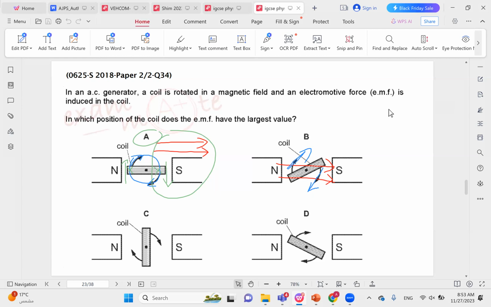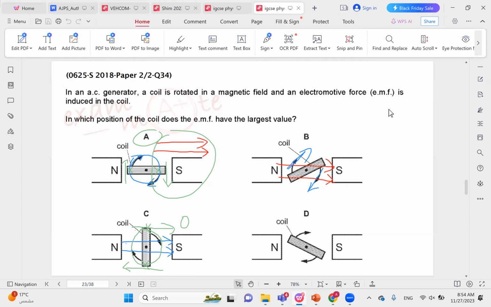In C, the coil itself is perpendicular to the magnetic field. So the magnetic field is horizontal, and the coil itself seems perpendicular. And some people might choose C, but this is a mistake because when the coil is perpendicular, the tangent, remember, it's moving in a circle, right? So at this point here and at this point, the tangent to the circle is horizontal. So the direction of motion is parallel to the magnetic field. So actually in C, induced EMF is 0. This is where there is no generated electricity. At this particular point, there is no generated electricity whatsoever.